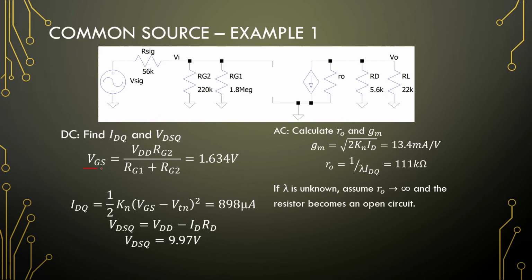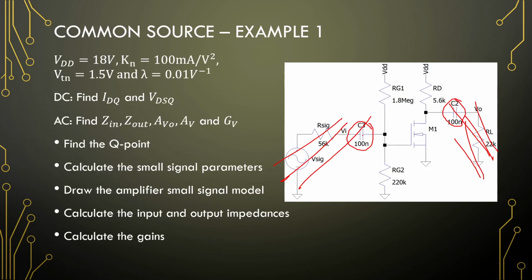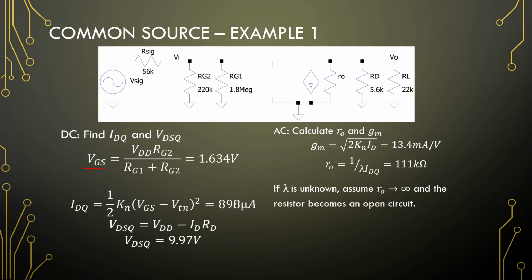So with that, we can calculate the gate source voltage, and for the MOSFET, that is a pure voltage divider between these two. So the VGS value is 1.634 volts. We can plug that into the current equation, and that will give us our drain current. Okay, so that's 100 milliamperes per volt. That is 1.5 volts. And that gives us our drain current.